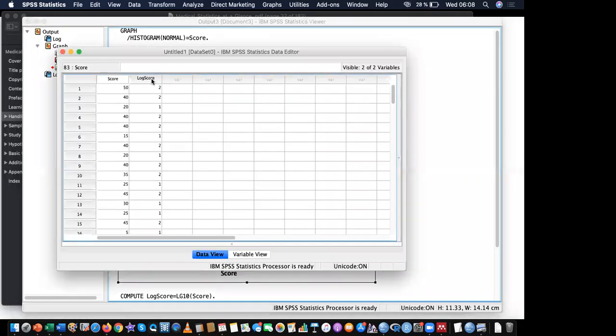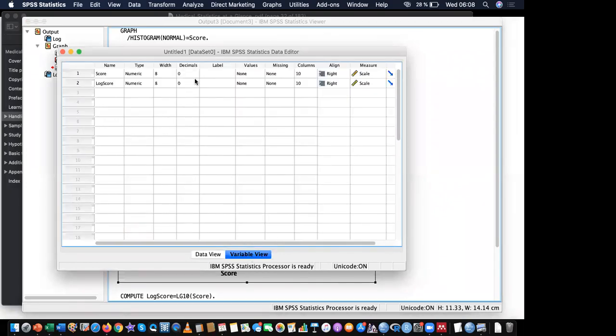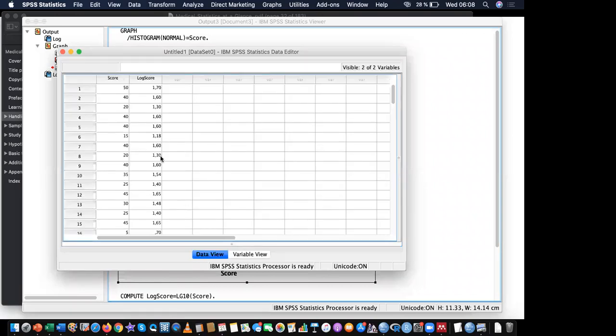I should have a new variable here now. You see the logarithm of, and let me increase the decimals. It is a scale variable. You see the logarithm of 50 is 1.7. The logarithm of 40 is 1.6. So if you take the logarithms, the values approach together. They become close to each other.